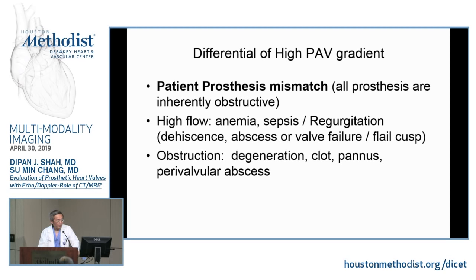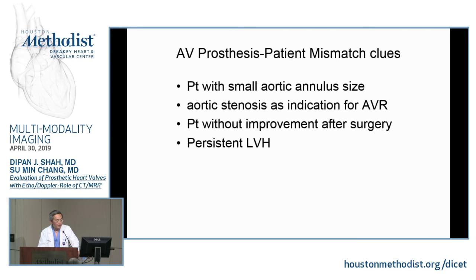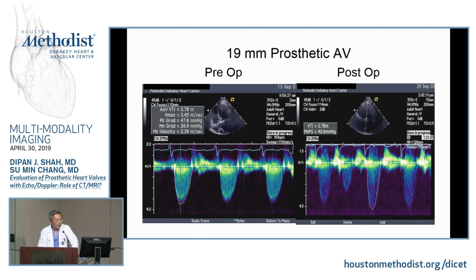And obviously, we worry about obstruction, which could be due to leaflet degeneration, clot, pannus, or abscess. So what are the clues for prosthesis patient mismatch? It usually happens in a small patient with a small aortic annular size, and the replacement is due to aortic stenosis. Oftentimes patients don't really improve after the surgery, and there's no reverse remodeling, meaning the LV remains hypertrophied. And this is a good example, rare, but could happen. You can see the pre-op and post-op gradient is almost the same. The patient had a very small prosthetic aortic valve placed, so the patient obviously would not improve with the valve replacement.